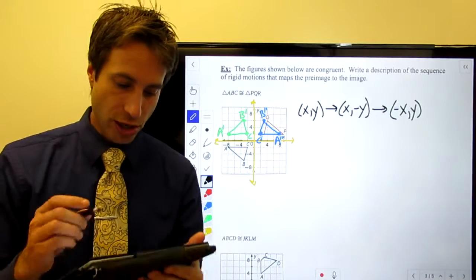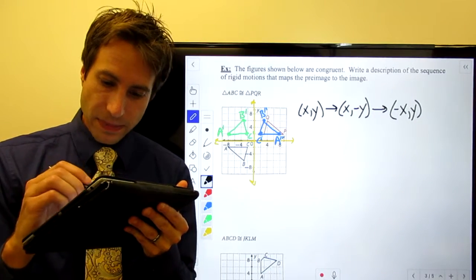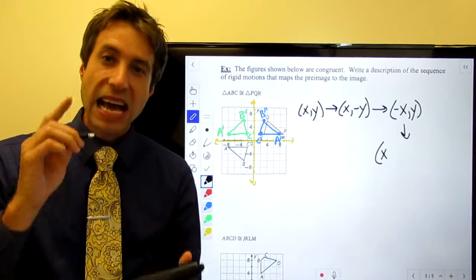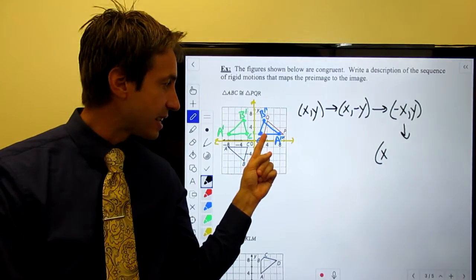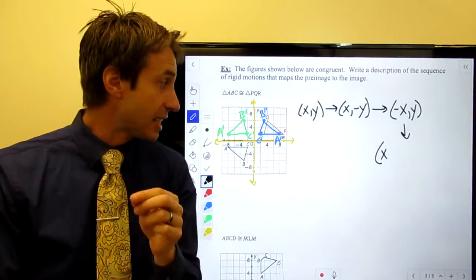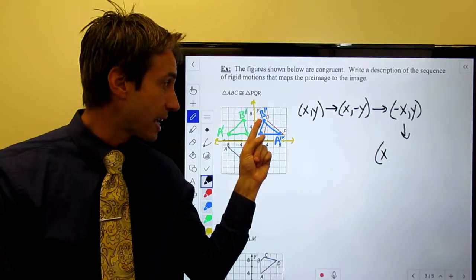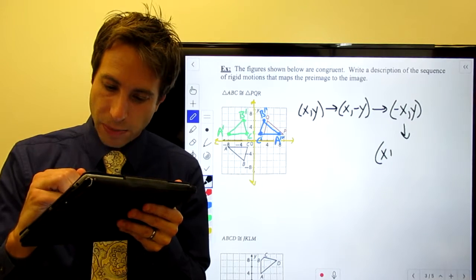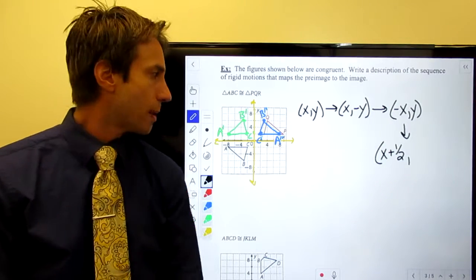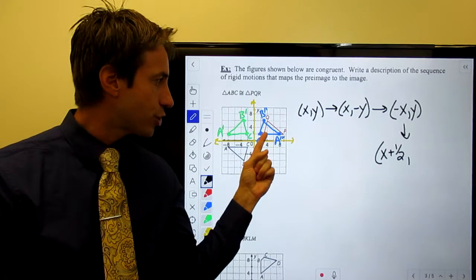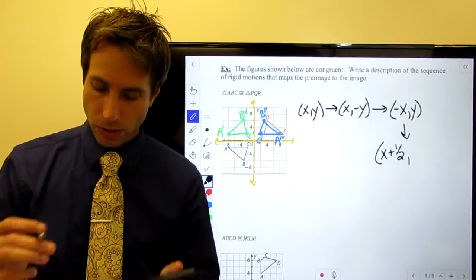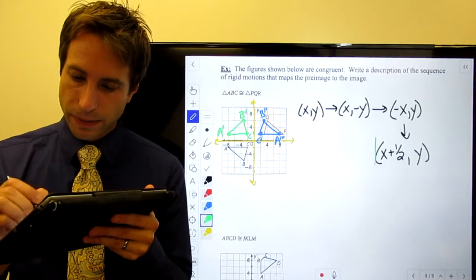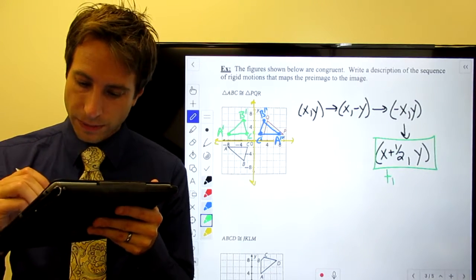A translation. So my next one is going to be x. How much do I have to add to the x coordinate? Hopefully you can see on your sheet. Each of those points just needs to slide over half a unit. So x plus 1/2. What about the y? Do the y values change? They don't. Y is going to stay the same. There we go. This guy right here, that's a translation.